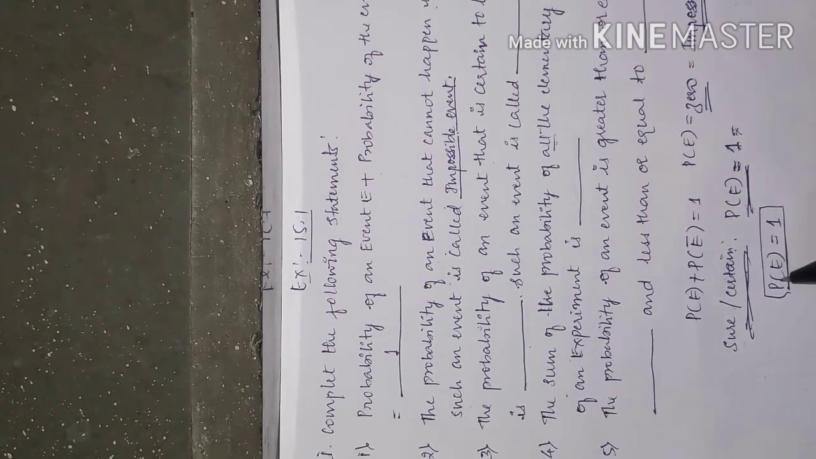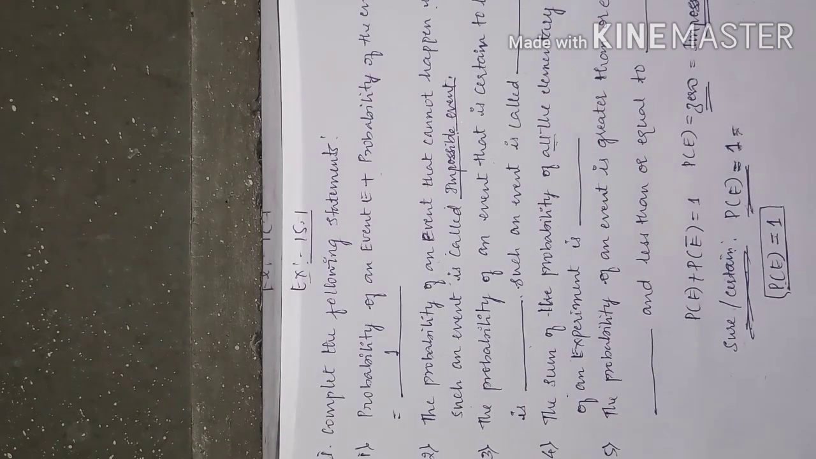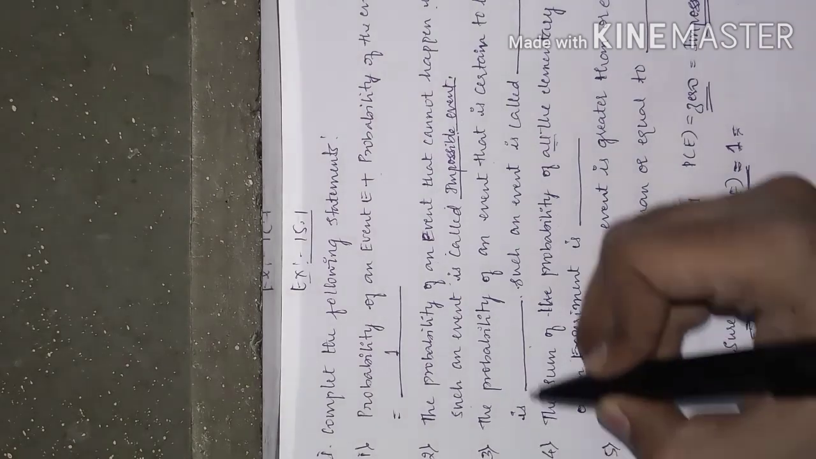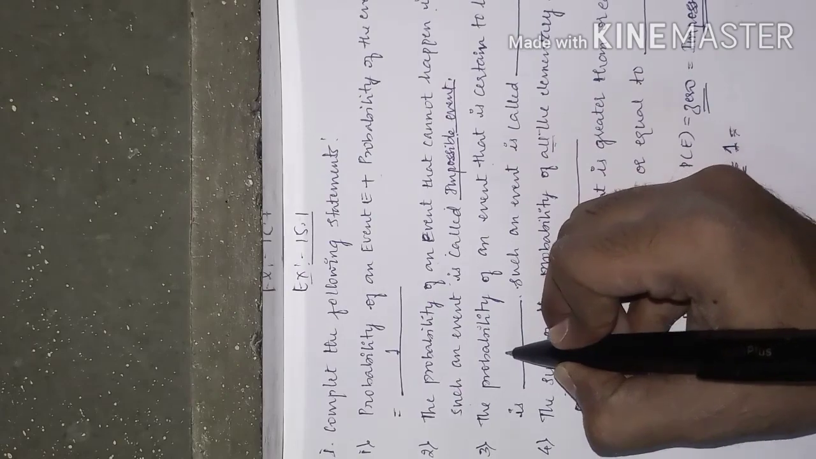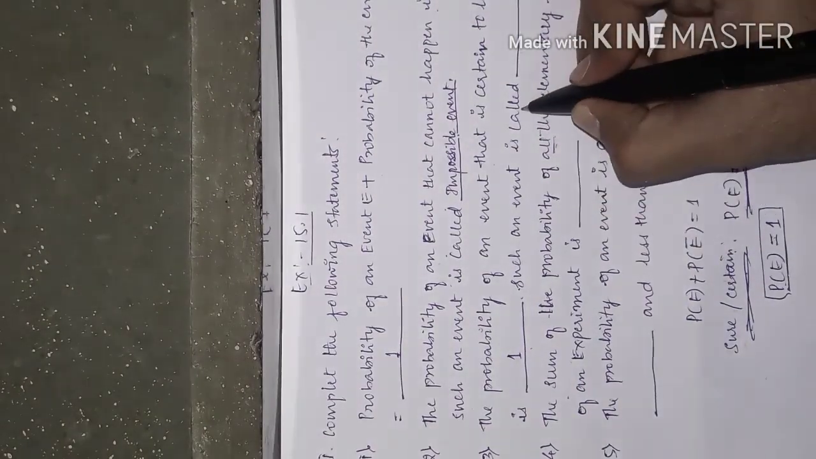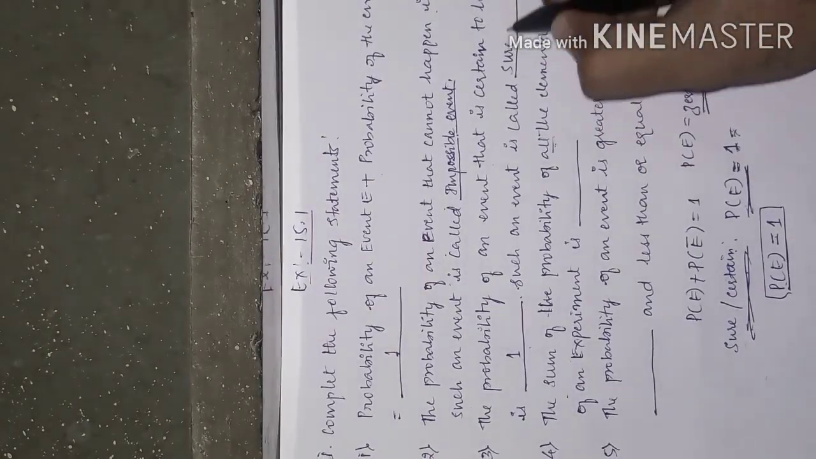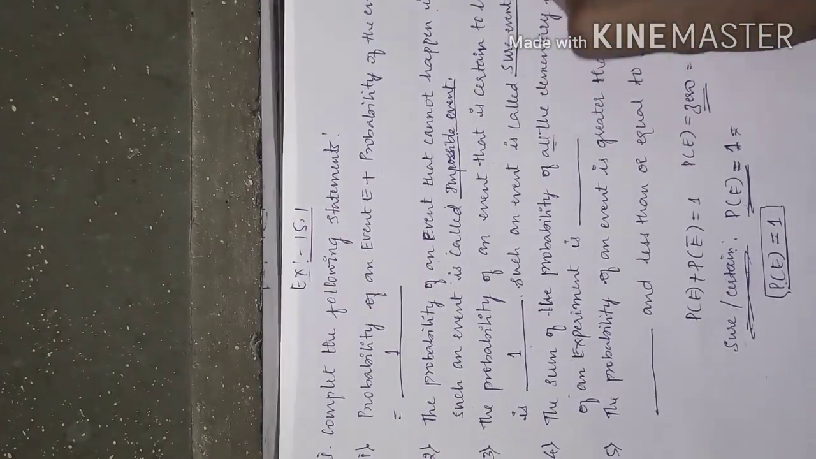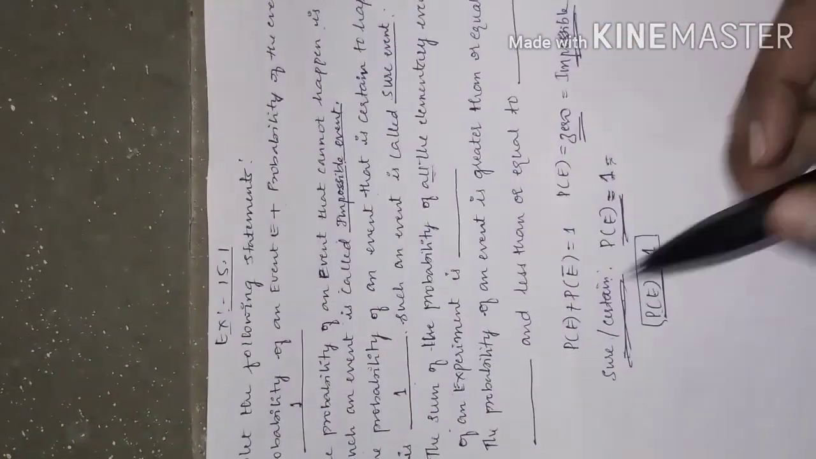Once again I will repeat it. If the probability equals 1, then it is called a sure event or a certain event. Just see here, the probability of an event is 1, it is certain to happen. So such an event is called a sure event. I hope you understood this concept. Okay, so let us go for the next one.